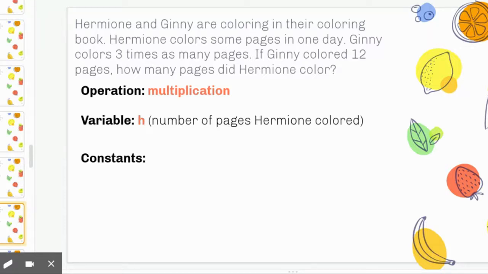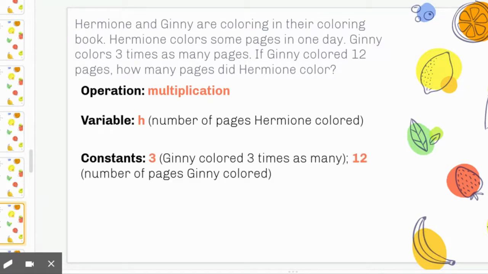The next thing we need to decide on are our constants. There are 2 numbers we do know in this problem, and that's 3 and 12. 3 represents that Ginny colored 3 times as many. 12 represents the number of pages Ginny colored in total. And this is where we have to think about who colored more pages. Because we know Ginny colored 3 times as many, we also know how many she colored. Then Hermione, the number of pages Hermione colored is going to need to be smaller.